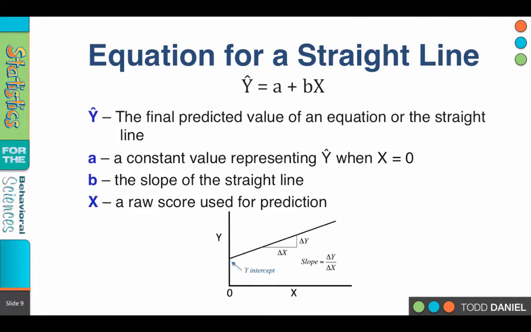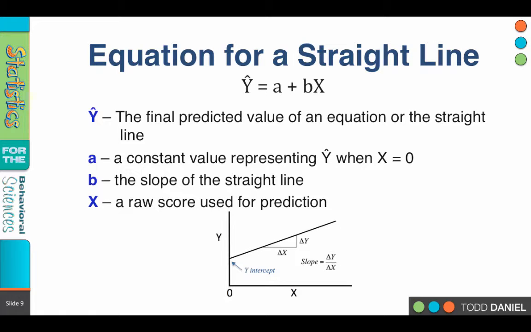So let's break that down. Y hat. You will sometimes see this as y prime with a little something that looks like an apostrophe after the y, but more commonly y hat. It has that little caret over the top of the y. That caret, that y hat, is the predicted value for y. So it is our final predicted value. That's what we're trying to get to.